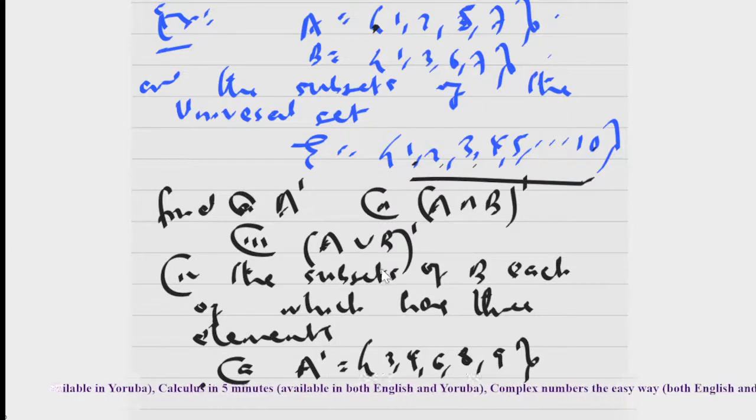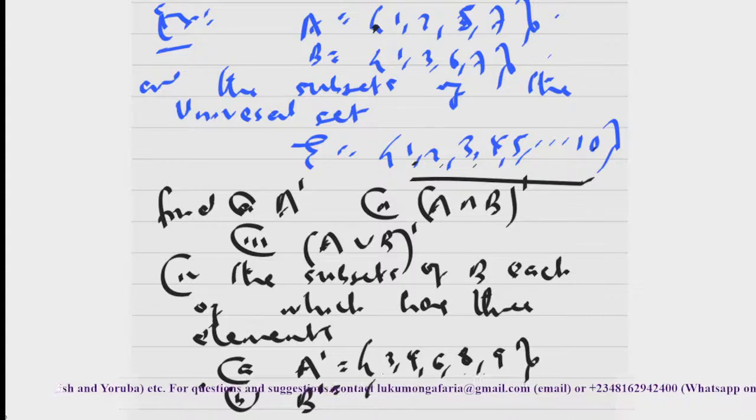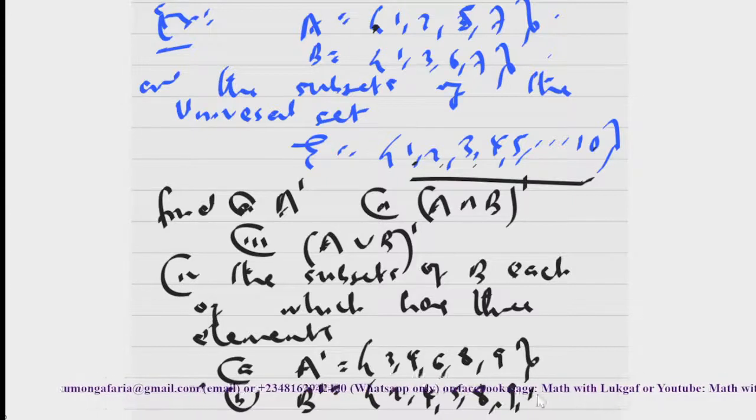Okay, don't worry. I want to show you something. Although they don't ask us to find B complement, I'll do it so that you can understand what B complement means. So what will be my B complement? That is 2, 4, 5, 8, 9, 10. That is the elements in the universe set that are not in B.